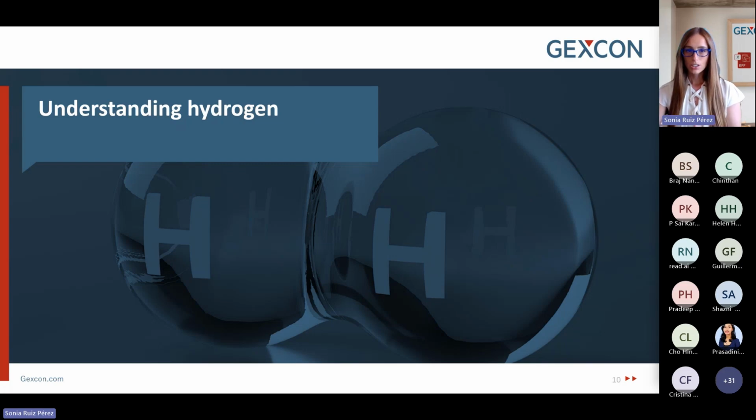So with that introduction, let's move on to hydrogen itself, its role in the energy landscape, and why it's becoming a focus for safety modeling.